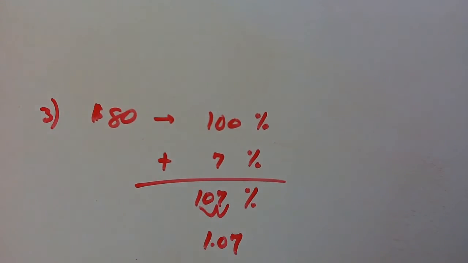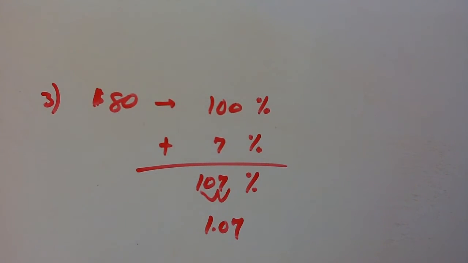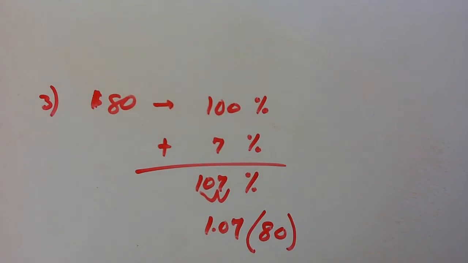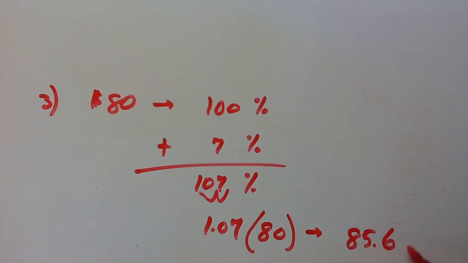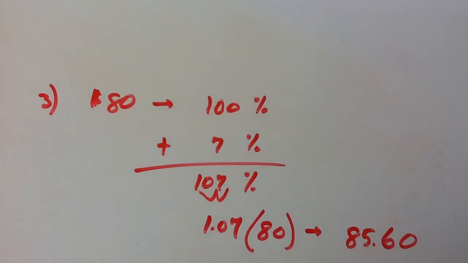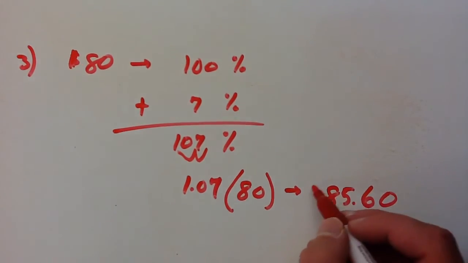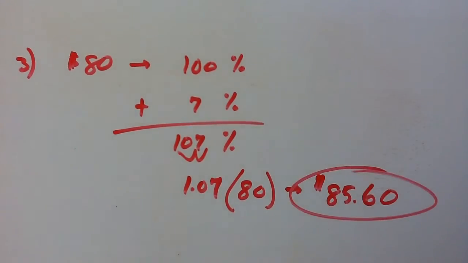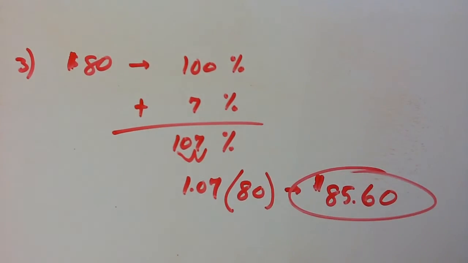So 107% in decimal form would be 1.07, and you're multiplying that by the original cost, which is 80. And once you multiply this, once you put that in your calculator, you'll get 85.6. Got to add placeholder 0 because money always has 2 digits after the decimal. And so this would be $85.60. That's how much you will pay for this graphing calculator.